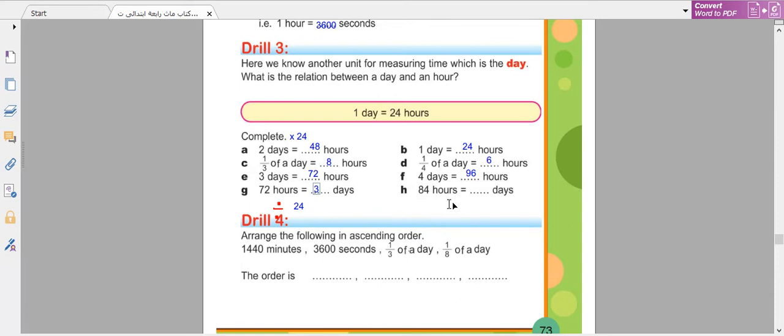84 hours equal how many days? We will do it as we do the previous one. We will do it by division operation. We will find out that 84 hours equal 2 days and a half.